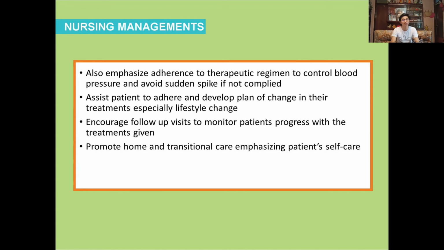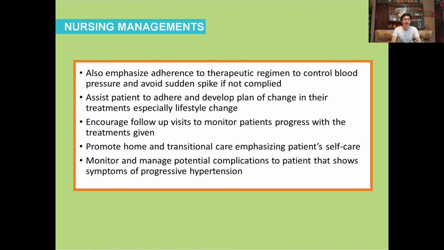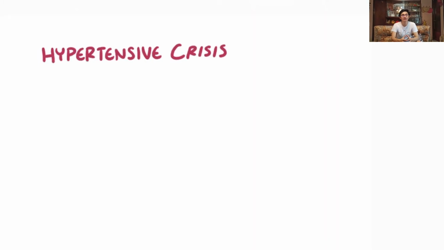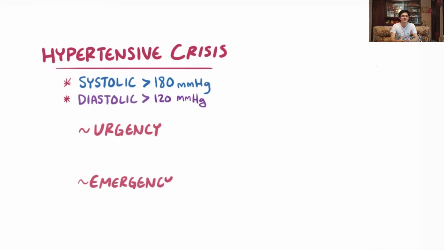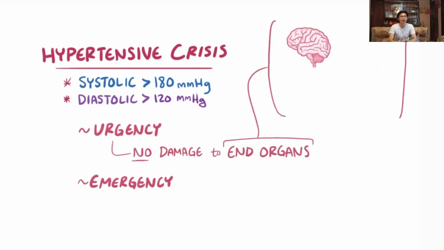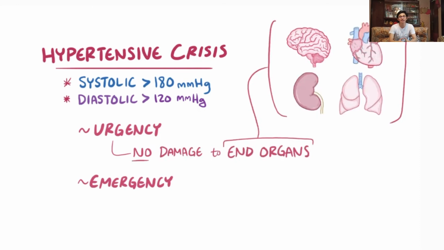Also, promote home and transitional care, emphasizing patients' self-care. Monitor and manage potential complications to patients that show symptoms of progressive hypertension. Hypertensive crisis occurs when systolic is greater than 180 and diastolic is greater than 120. This is divided into two, which are hypertensive urgency and hypertensive emergency. In hypertensive urgency, there is no damage seen and observed to end organs including brain, kidneys, heart, and lungs.